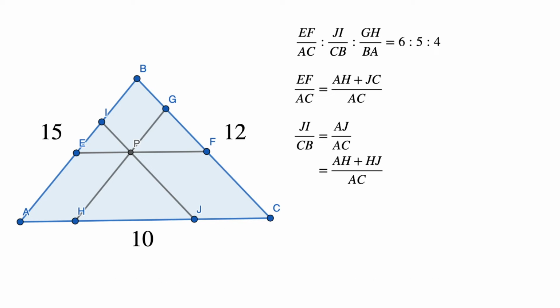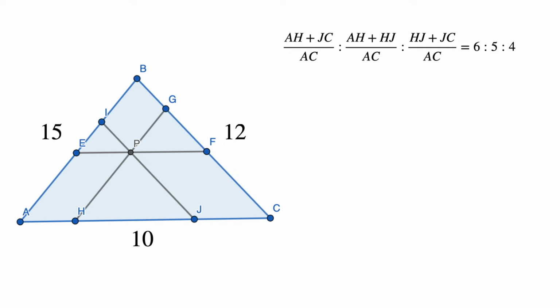And further notice that we can change the length of AJ into two of the lengths that we're interested in, which is AH plus HJ. So we're getting closer to finding the ratio of these three lengths down here that we're interested in. For the third ratio, it's the same logic as the second one. And you get GH over BA is equivalent to HJ plus JC over AC. Now we have these three equivalences that incorporate the lengths that we're interested in. We can replace the previous ratios with these.